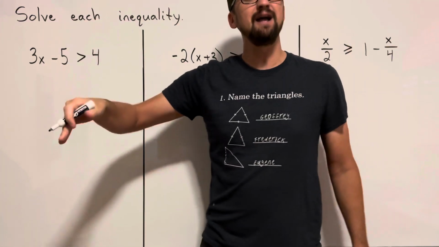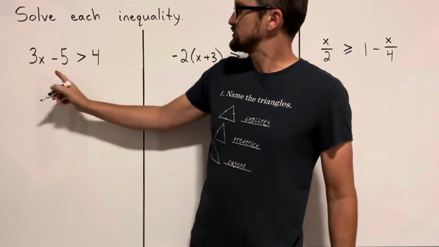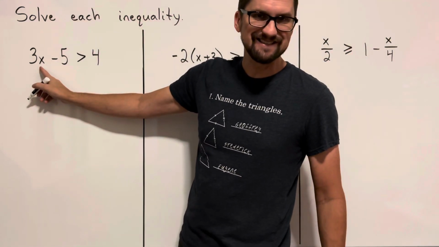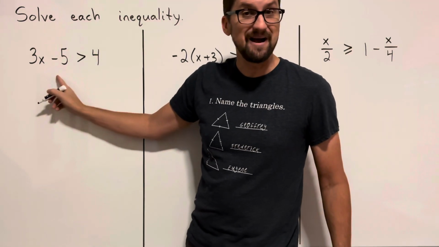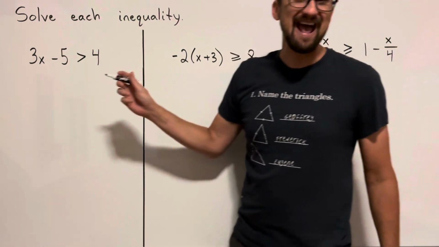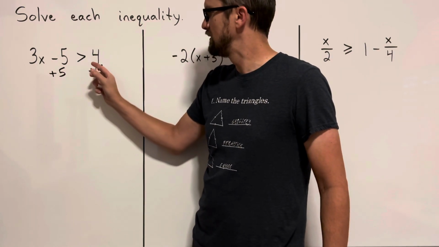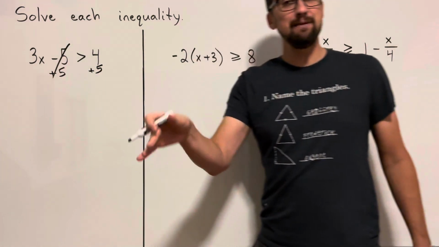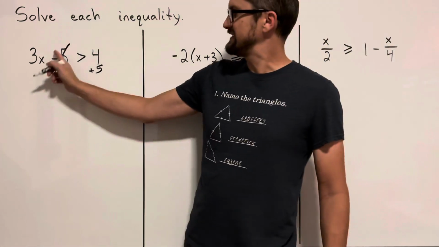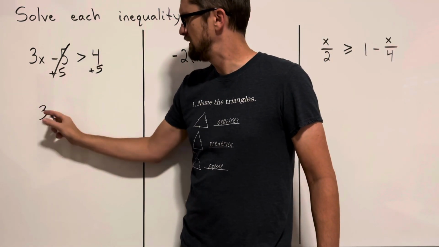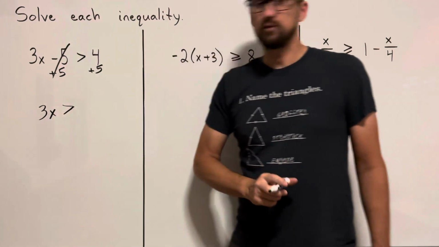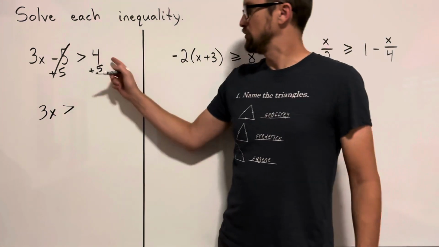What you do to one side, you do to the other side. So we're trying to isolate the x. The first thing we want to do is get rid of this minus 5. And we're going to do that by adding 5 on both sides. Right? That will eliminate it from the left-hand side. So the left-hand side, I just have 3x now. 3x greater than 4 plus 5 is 9.